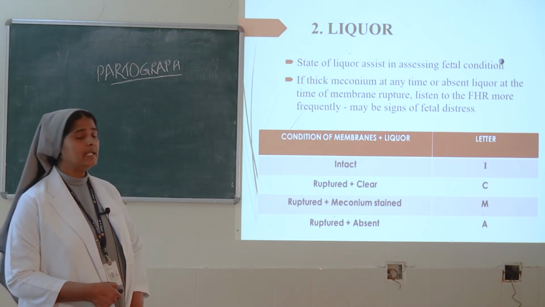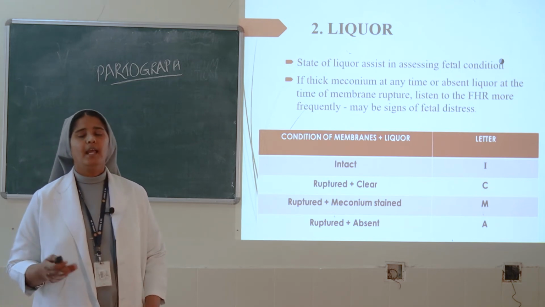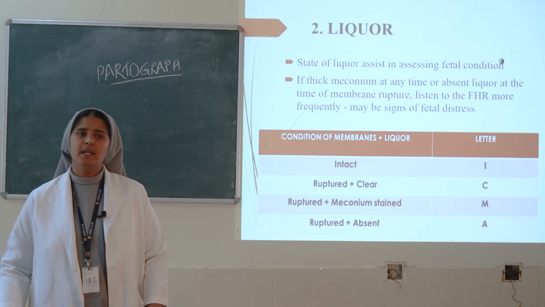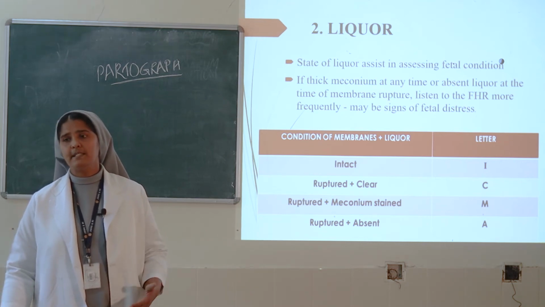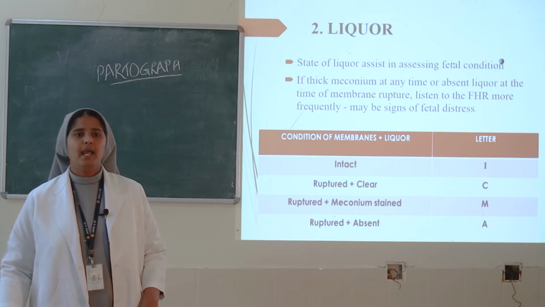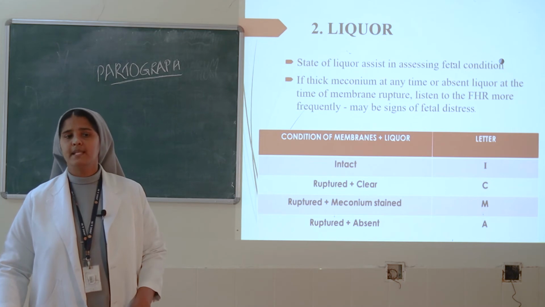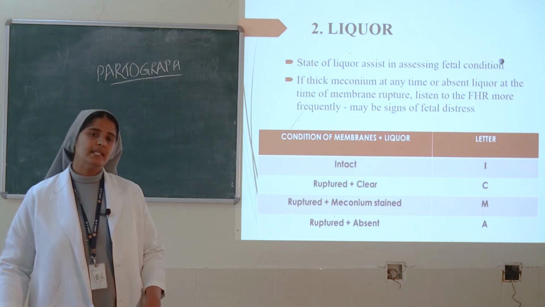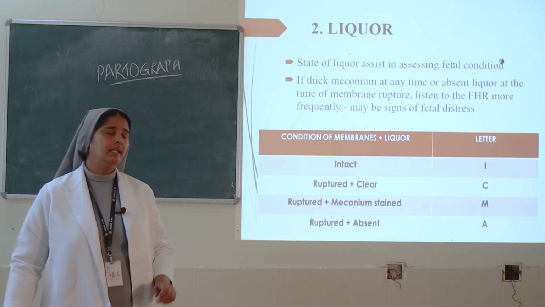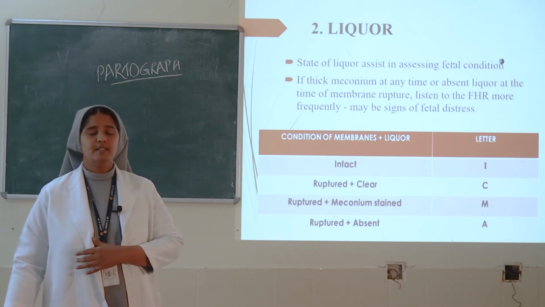Then if the membrane is ruptured and the liquor is clear, that is C. And if the membrane is ruptured and meconium-stained liquor is visible, then we denote it as M. And if the membrane is ruptured and the amniotic fluid is absent, we should write it as A. So, these are the letters we are using for denoting the status of the liquor.